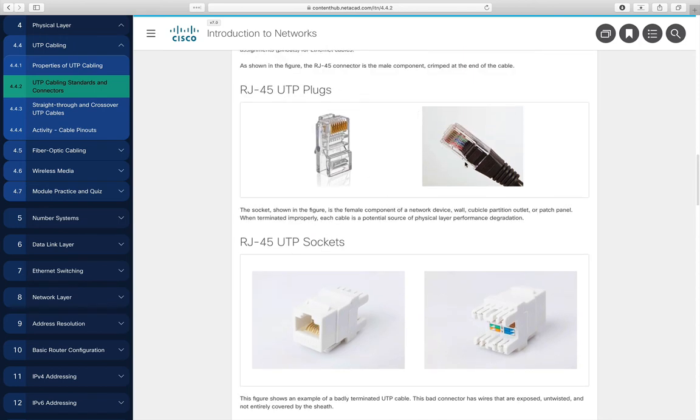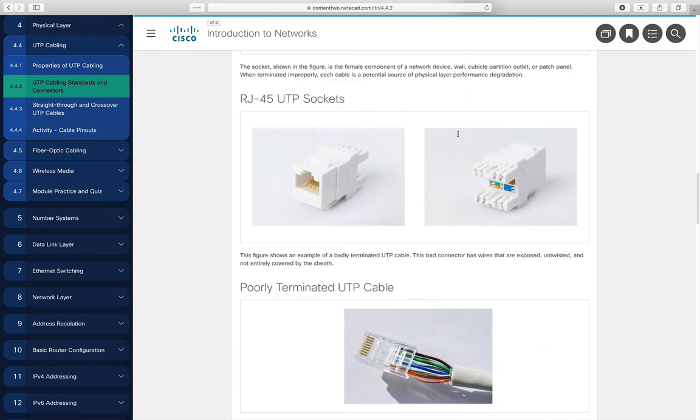Up here we have a nicely terminated plug where the shielding goes in and is clamped down upon as a stress relief, and the wires go up and make proper connection into the plug.